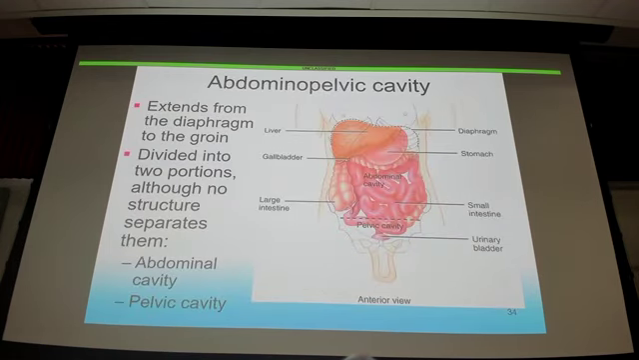Right. The abdominal pelvic cavity is separated from the thoracic cavity by the diaphragm, the main muscle of breathing. So under our costals, our ribs, you have this diaphragm. It's a physical separation.